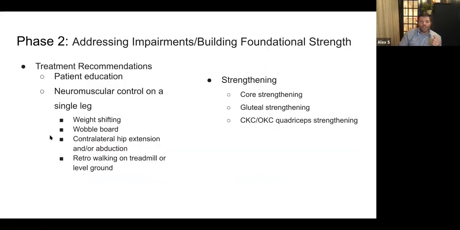So in phase 2, we'll look at neuromuscular control. We'll look at single leg balance, weight shifting, wobble board, contralateral hip extension, abduction, retro walking on the treadmill. Again, these are just some of the review things that people will use, and we'll continue strengthening core, glute, open chain, closed chain, sort of quad strengthening as well.